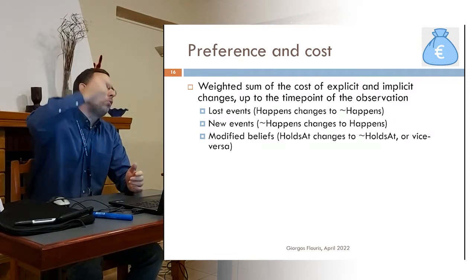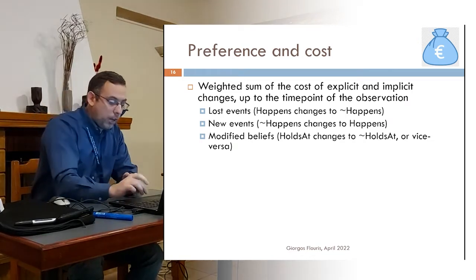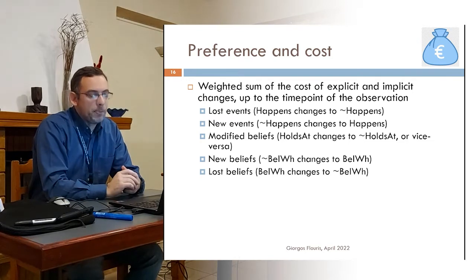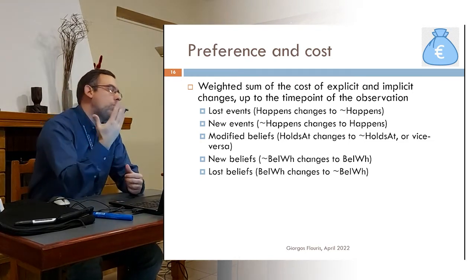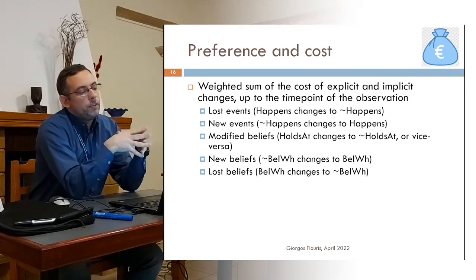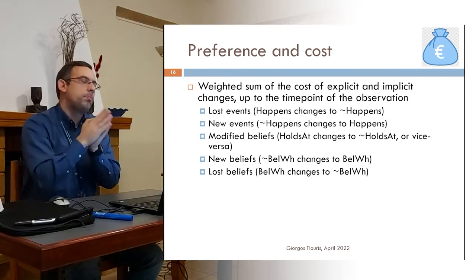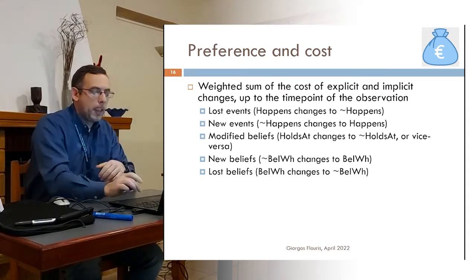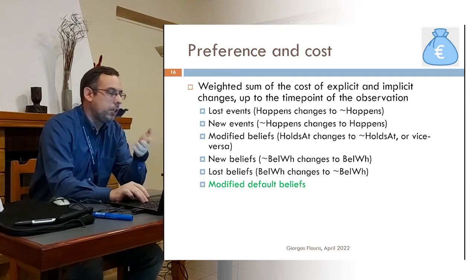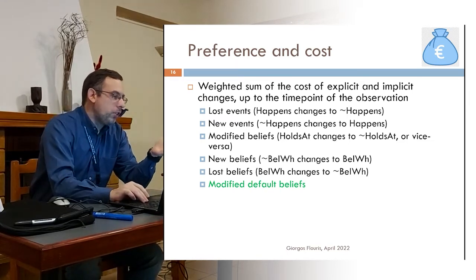So then all you have to do is to compare using the standard arithmetic comparison. Of course, if we're talking about the epistemic case, in which we also have beliefs that are unknown, then we also have to consider beliefs which were unknown before and now they are known, or vice versa, known before, now unknown. And if we have default beliefs, we also have to consider a sixth category, modified default beliefs. And so this was the original approach.